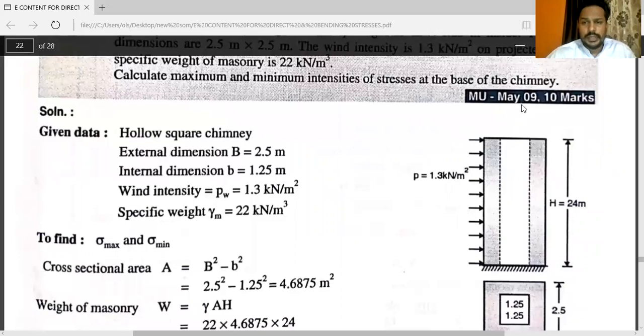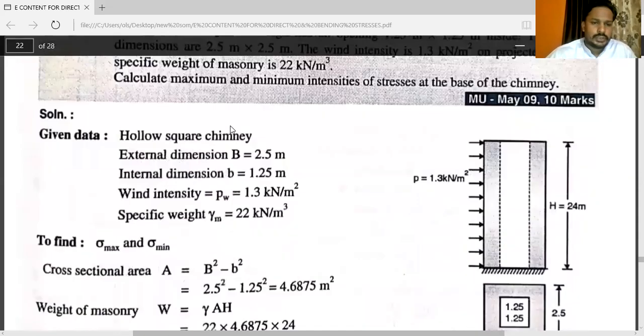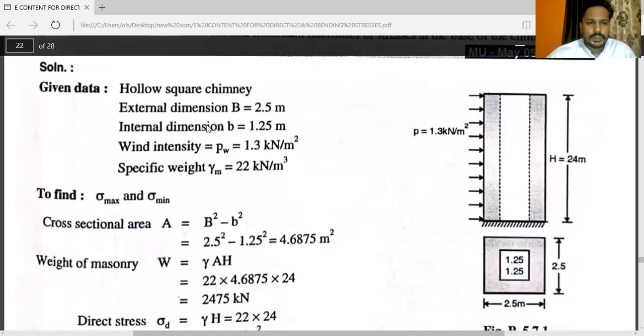See, this problem is from May 2009 for 10 marks. Most of the time they are asking the question on chimney subjected to wind pressure. It's a very important topic. See the given data.